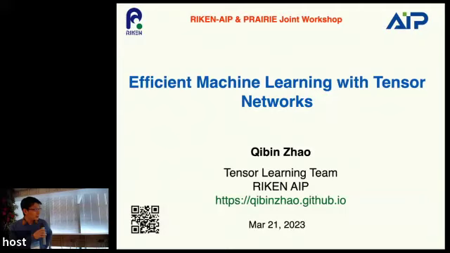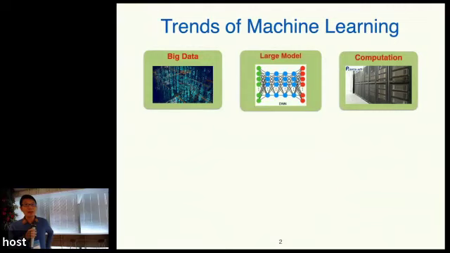Okay, thank you for your introduction. My name is Qibin. I'm working in RIKEN-AIP, and our office is just inside. So today I'm going to talk about efficient machine learning with tensor networks. In my talk, I would like to overview a bunch of works in my team in the past few years. I won't go into great detail, but if you find some interesting work, we can discuss offline.